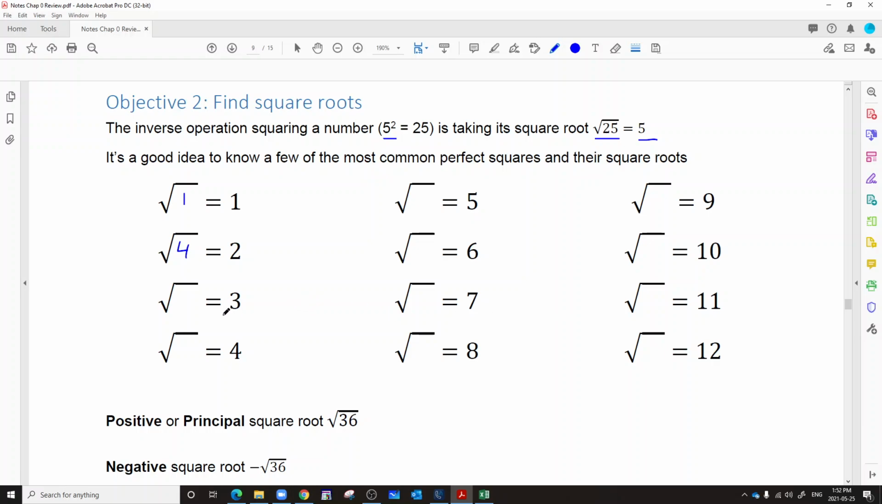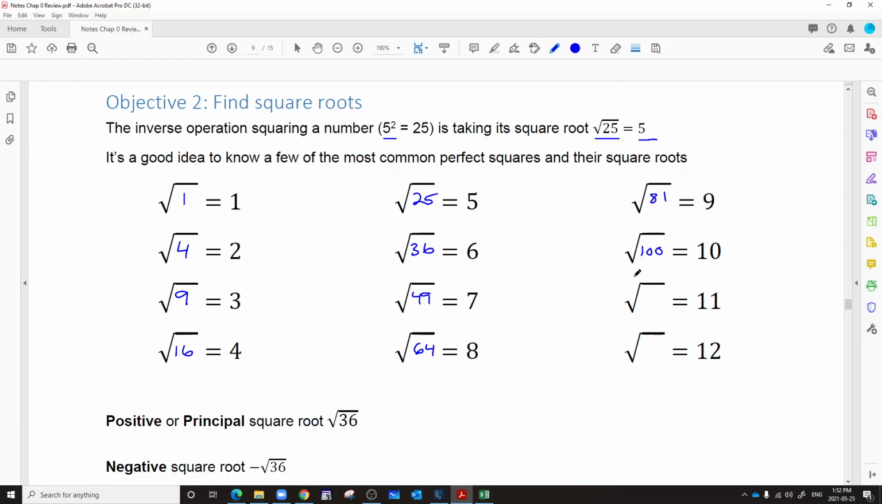Hopefully you paused the video. So now let's go through our perfect squares. So the square root of 9 is 3, the square root of 16 is 4, the square root of 25 is 5, the square root of 36 is 6, the square root of 49 is 7, the square root of 64 is 8, the square root of 81 is 9, the square root of 100 is 10.